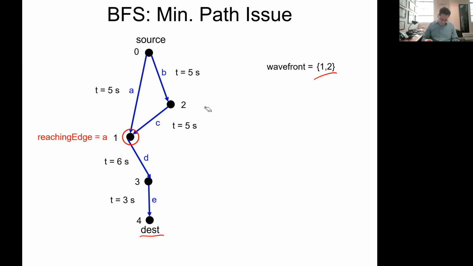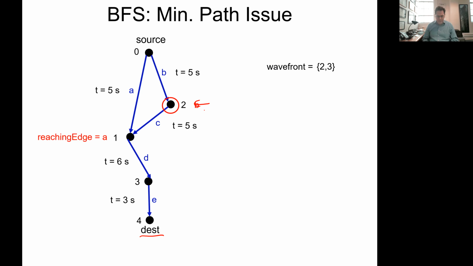And now I'm going to pull node 1 off of my wavefront. I'm going to record that its reaching edge is A, because that's how I got there. And I'm going to put that I could reach node 3, so that goes into my wavefront. Next thing, I still haven't reached my destination, so I go back, and I'm going to pull the next thing off the wavefront, which is node 2.